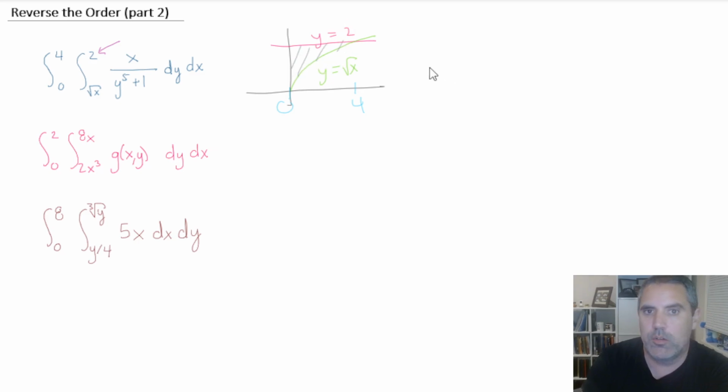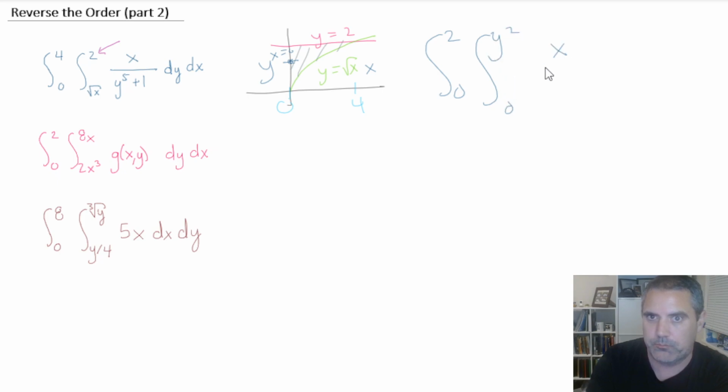And now I'm ready to reverse. Now I'm going to do it in terms of y. The biggest and smallest y can be is 0 to 2. Based off of y, x could go from 0, x equals 0 on this side, to whatever this is, which, if I rearrange it, is x equals y squared. So 0 to y squared, x over y to the 5th plus 1, dx dy. Lovely.